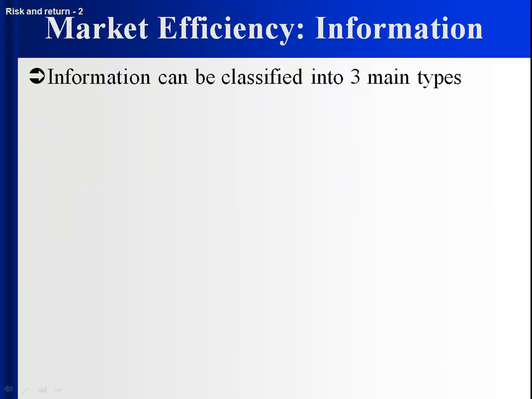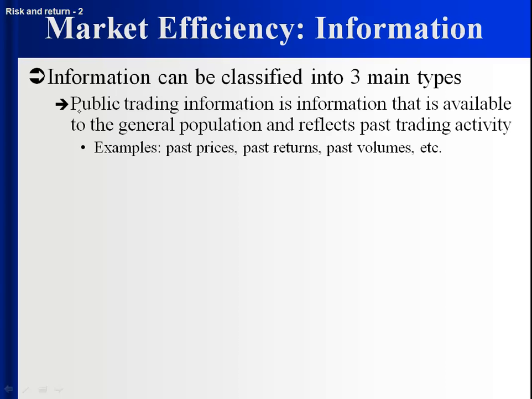So let's talk about information. We can classify information into three main types. The first is what we might want to call public trading information. It's public, it's available to the general population, it's not something that hasn't been released yet, people have access to it. And in particular, we're talking about trading information. Things like past prices, past returns, past volumes, how many shares were traded on a particular day. And so this is public trading information. It gets at trading activity for a particular asset.